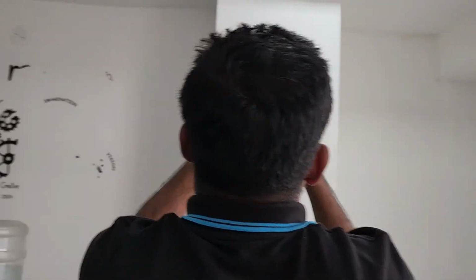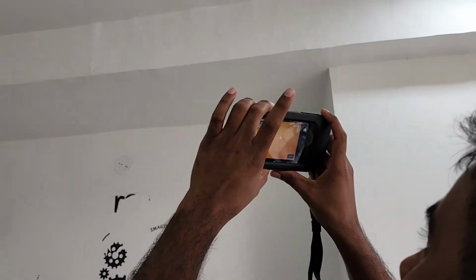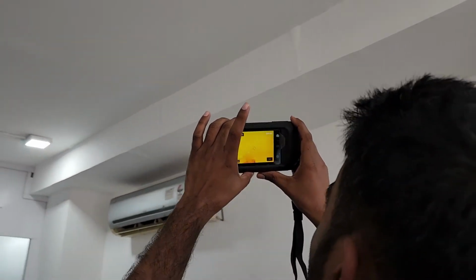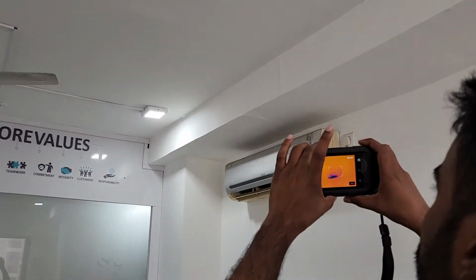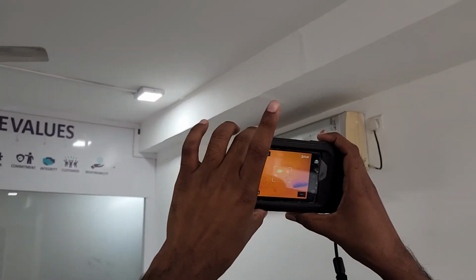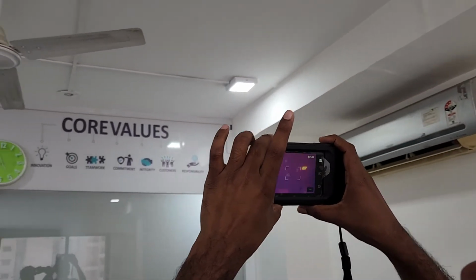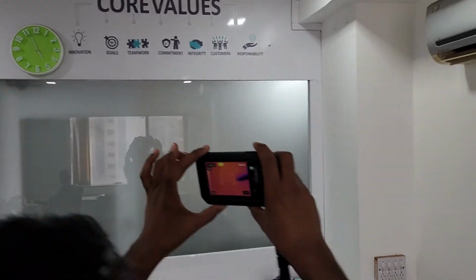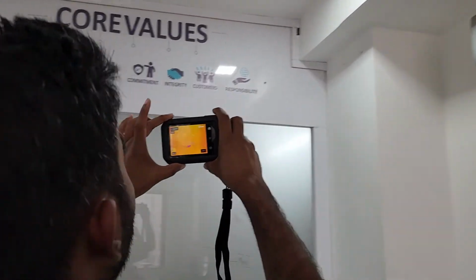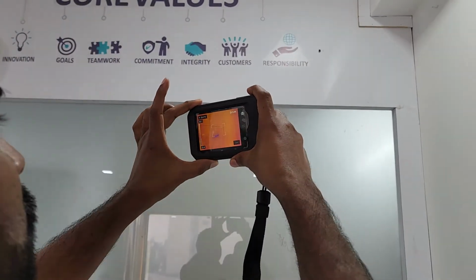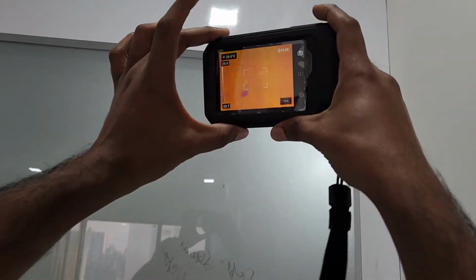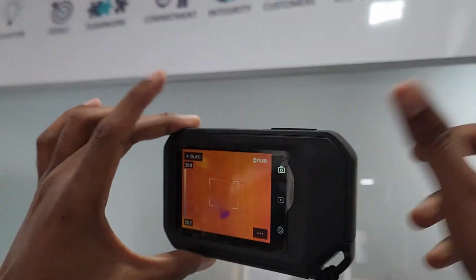Here you can also see, you can scan the entire building, the entire area, looking for cold spots. Here is the AC, the hot spot is showing in bright yellow. Here also we notice some area showing some kind of leakage, but it is not leakage.